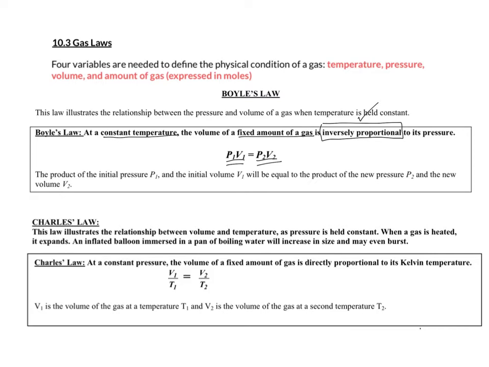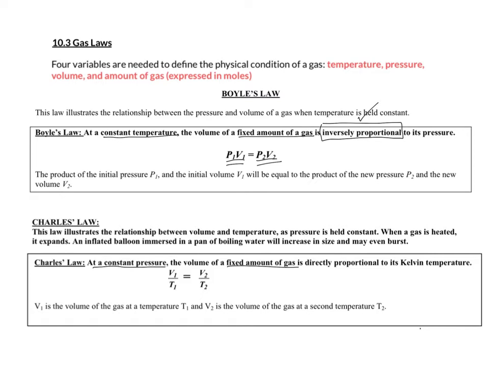Another law is Charles's law. So Charles's law shows us the relationship between volume and temperature. But again, it's easier to look at this when something is held constant. So in this particular law, we're going to have pressure being held constant, and a fixed amount of gas being held constant. So let me back up there. Fixed amount of gas.